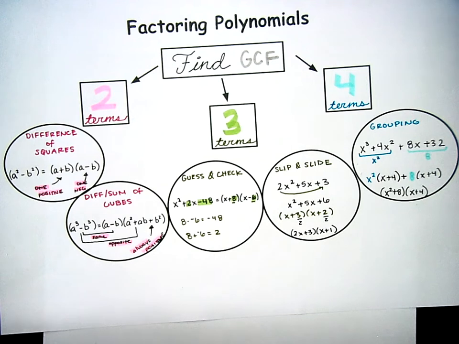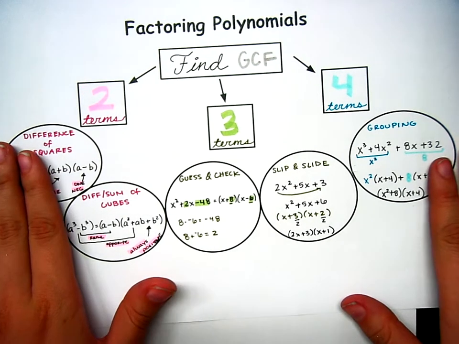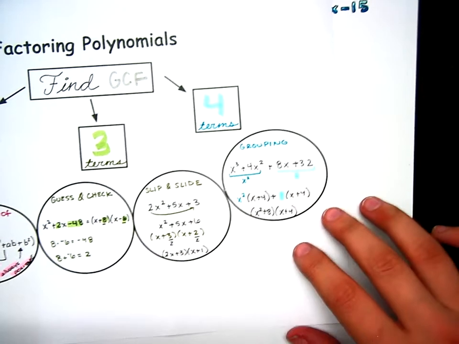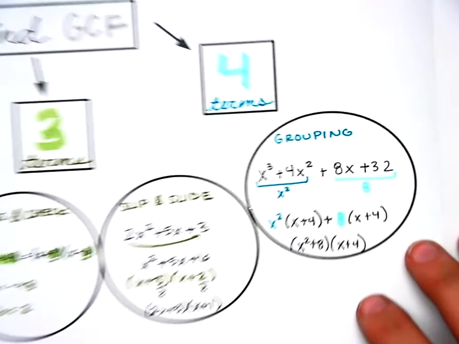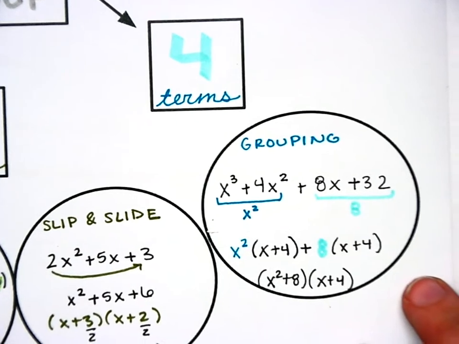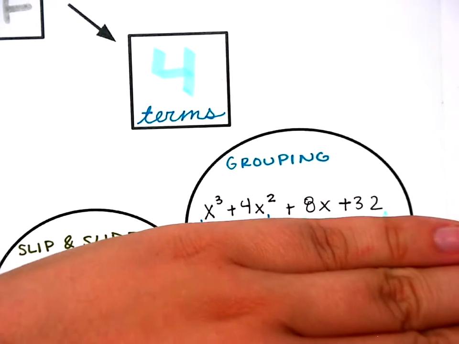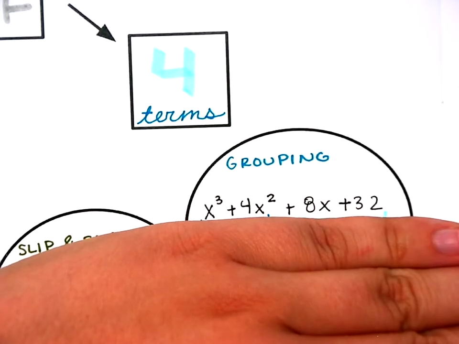Hi everyone, welcome to our last video of 3 where we are going to factor 4-term polynomials. So let me zoom in real quick if you've been filling out this graphic organizer. This is a really good example of a problem where we would group. You'll see in the original problem, if you kind of hide everything else, this is a 4-term polynomial.